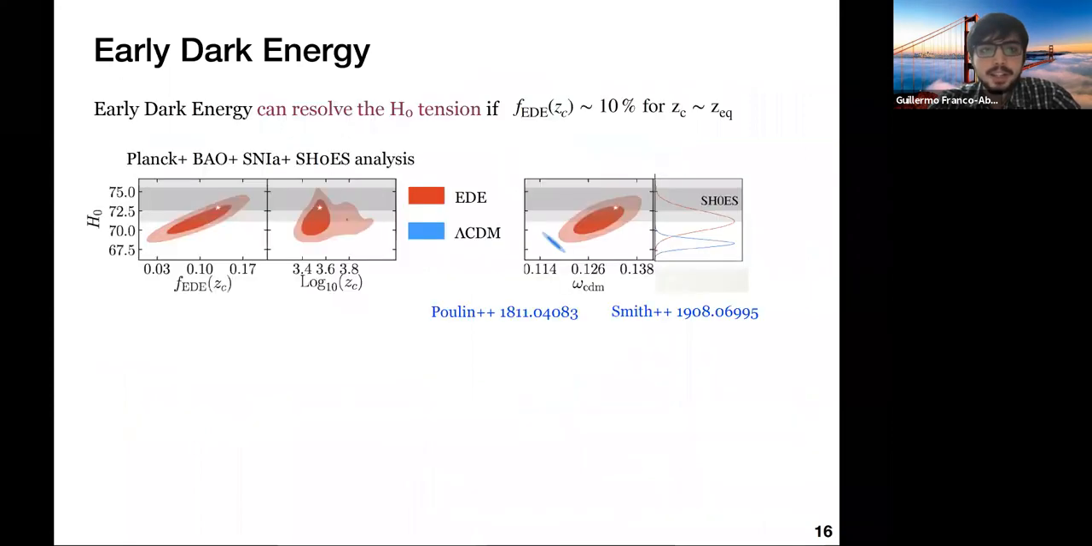Okay, so what my advisor and his collaborator were showing a couple of years ago is that this model of early dark energy can resolve the Hubble tension if this early dark energy constitutes around 10% of the total energy of the universe around the time of matter-radiation equality. This is something that can be seen here in the results of an analysis that includes Planck, BAO, supernova, as well as information from SHOES.